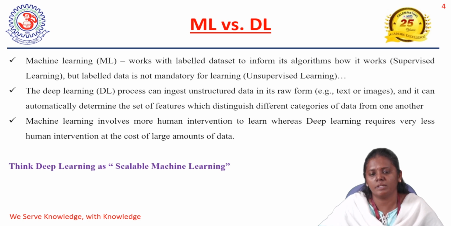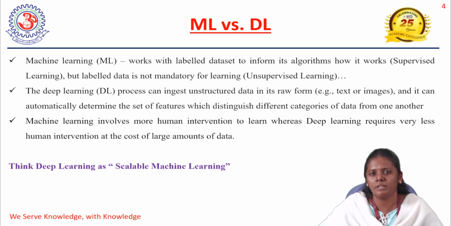So deep learning is another kind of machine learning. It can ingest unstructured data in its raw form. The data can be text or images, from which the deep learning model can extract information, and it can automatically determine the set of features which distinguishes different categories of data from one another. So when it comes to machine learning, it involves a lot of human intervention to make the model understand.